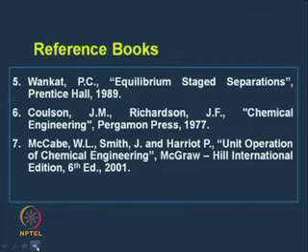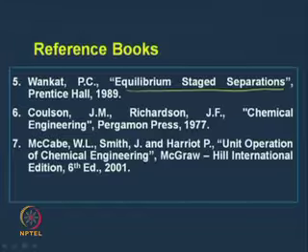There are certain reference books: Wankat, P.C., Equilibrium Stage Operations, Prentice Hall Publications, 1989. Coulson and Richardson, Chemical Engineering, Pergamon Press, 1977. And the other one is McCabe, Smith and Harriott, Unit Operations of Chemical Engineering, McGraw-Hill Publications, 6th edition, 2001.